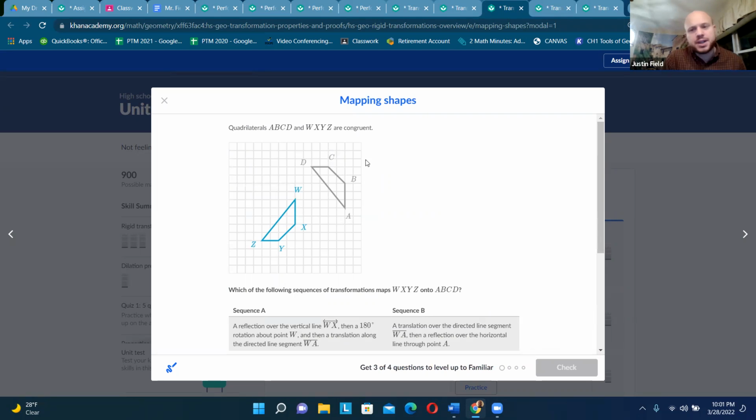Mapping shapes, I don't really like this assignment, but it's important to know. When we're talking about congruent figures, one way to describe them is I can take this figure and create a mapping to put it on top of the other figure, and it blocks it all out. And that is like, okay, so they're congruent. So, how would we get WXYZ to map onto ABCD? You'd have to rotate it and translate it, right?